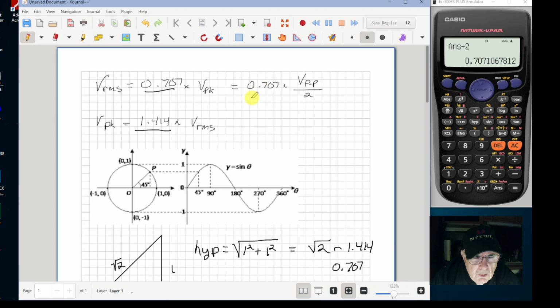It all has to do with the square root of 2 and half the square root of 2. That's where those numbers come from, and that's related to the 45 degrees because that's what marks the sweet spot on the sine wave. At 45 degrees, the multiples of 45 degrees. All right, hope that clears up some mystery.